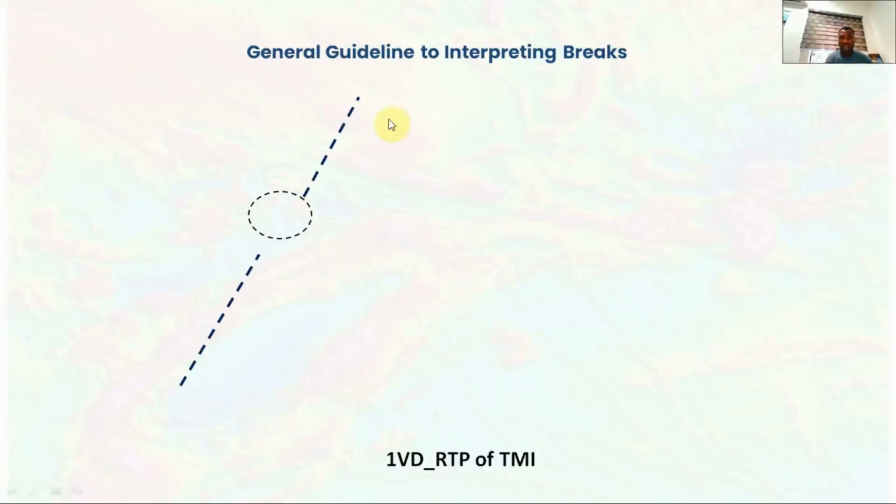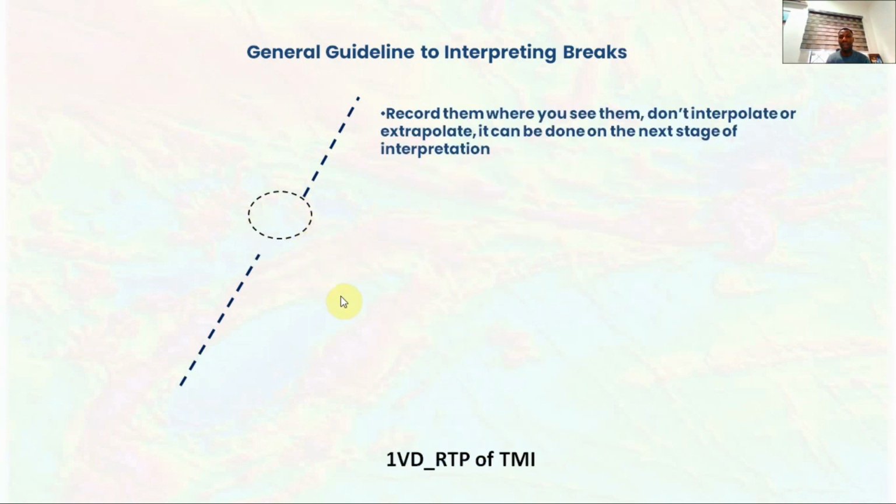Whenever we are interpreting breaks, we need to be very, very careful and also pay certain attention. You don't just interpolate or extrapolate when you have something in the middle, not actually joining them. You need to be very careful and try to bring in more subjective kind of data. Whenever you are doing that, you need to record whatever you are seeing, record them where you are seeing them.